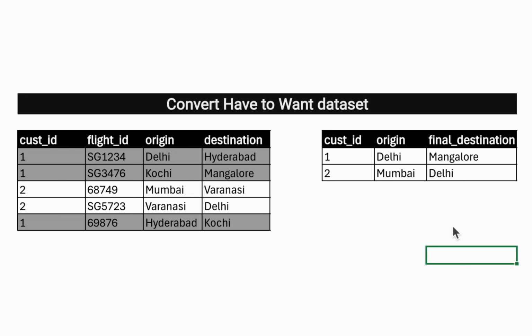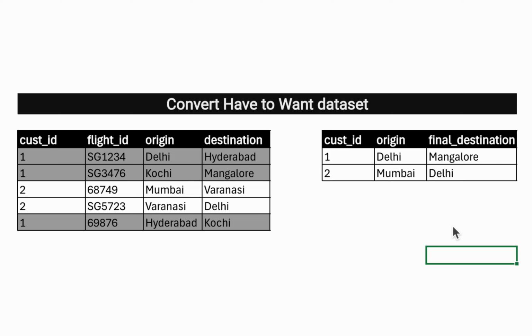So that is why we have one row for this customer ID 1, and his origin is Delhi and final destination is Mangalore. So now let's look into the customer ID 2. So this customer is going from Mumbai to Varanasi, then Varanasi to Delhi. So indirectly we can also say that this person is going from Mumbai to Delhi. So that is why we have one more row in our output, and in this we have customer ID 2, and he is going from Mumbai to its final destination, which is Delhi. So this is how these two datasets are interrelated, and we want to generate the second dataset from this first dataset.